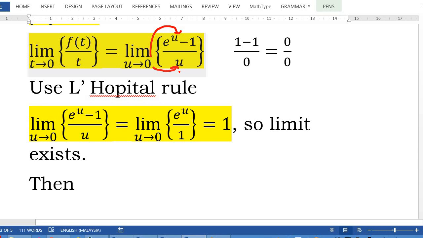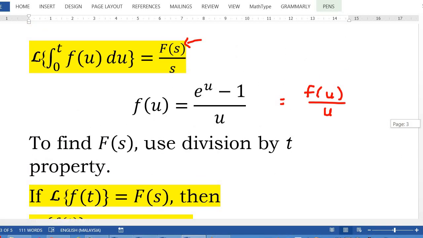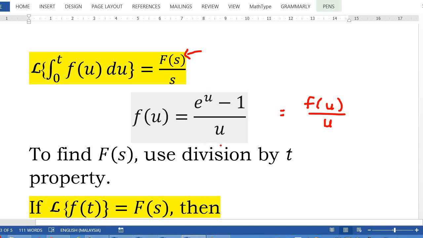where you just differentiate the numerator and denominator separately. Don't use the quotient rule. Then you differentiate e^u, you have e^u. Differentiate negative 1, which is 0. Differentiate u, which is 1. Now you plug in u equal to 0. So e^0, you have 1. 1 divided by 1, you get 1. So the limit exists.